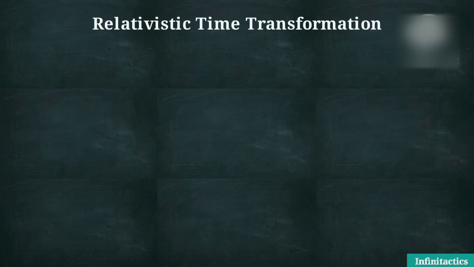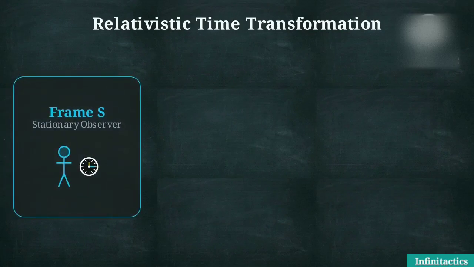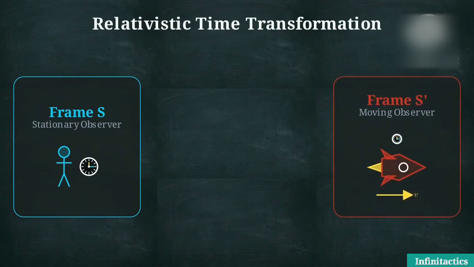This diagram sets up our physical scenario. On the left, we have a stationary observer holding a clock, which we'll call frame S. On the right, we have a second observer flying past in a spaceship at a constant velocity, representing frame S prime.